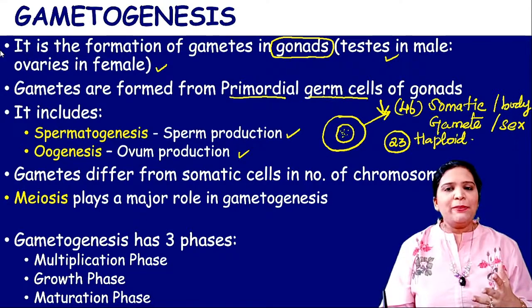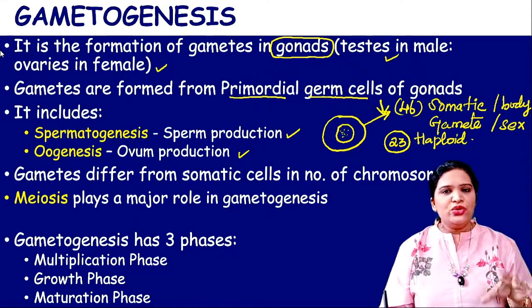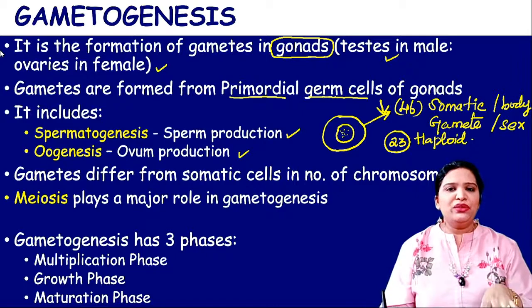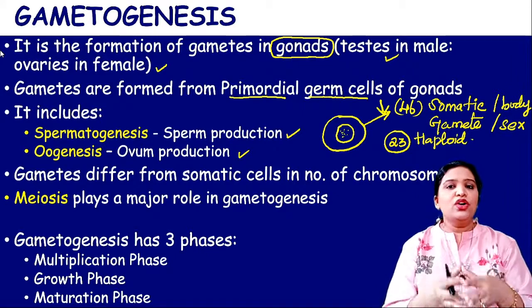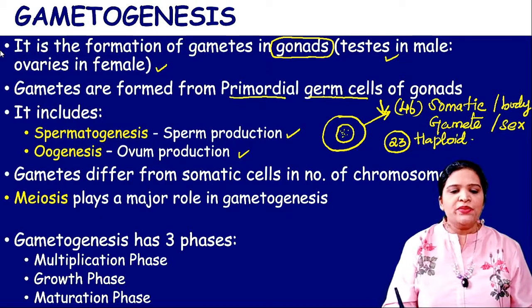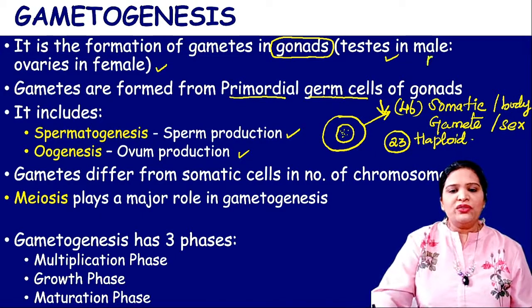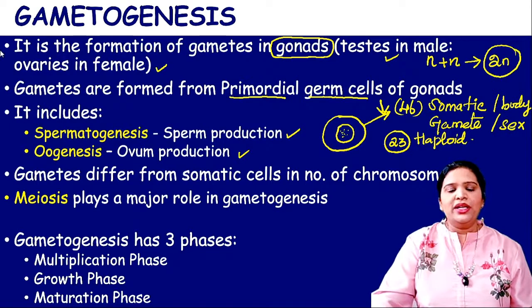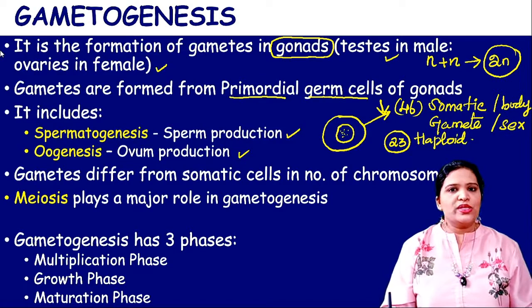So why are they haploid? Because only then, during the union of the male and female gametes, will the zygote, that means the baby, get 46 chromosomes. During the union of the male and female gametes, which are haploid in number, the zygote will get the 2n number, 46 chromosomes. That's why the gamete cells are haploid in nature.